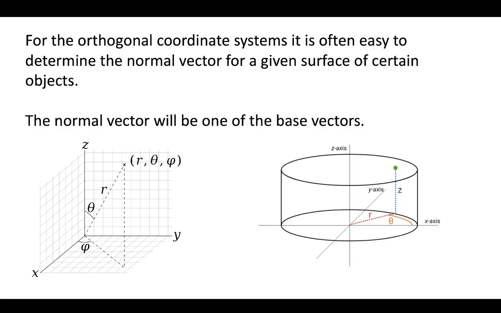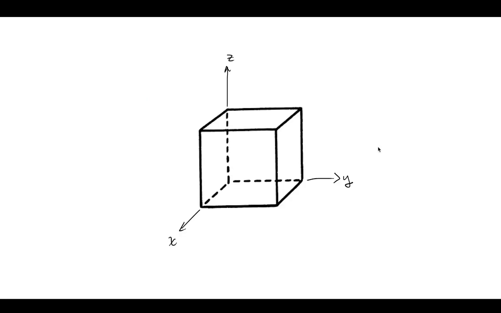In engineering and a lot of the problems that we do in this class, we deal with these orthogonal coordinate systems, so Cartesian, cylindrical, spherical, and the normal vectors for shapes in these coordinate systems are usually going to be one of the base vectors. For Cartesian, the base vectors are x hat, y hat, and z hat, whereas for spherical, it's phi hat, theta hat, r hat. For cylindrical, r hat, theta hat, z hat. And for shapes in these coordinate systems, it's a lot easier to find the normal unit vector.